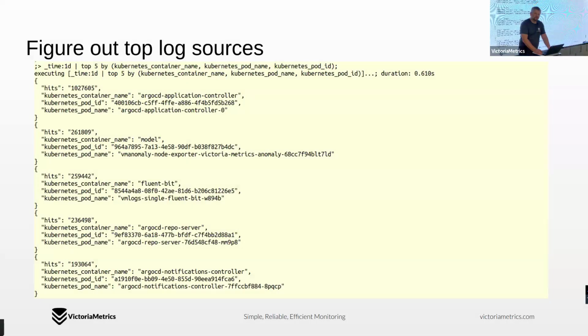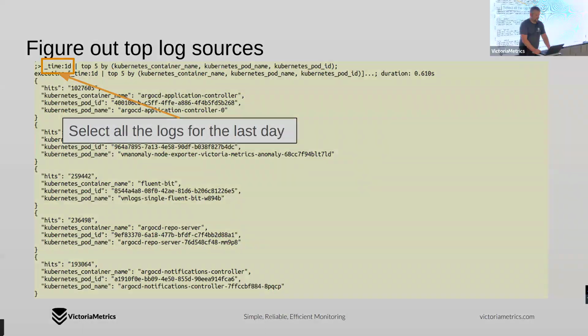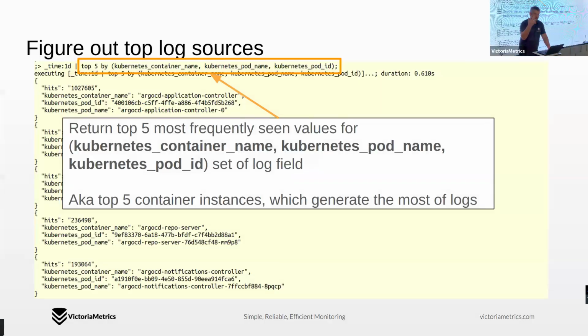So we figured that out, and the next slide shows that you can select top log sources by multiple log fields, not by a single log field. For instance, this query selects top log sources by a set of 3 log fields: Kubernetes container name, Kubernetes pod name, and Kubernetes pod ID.